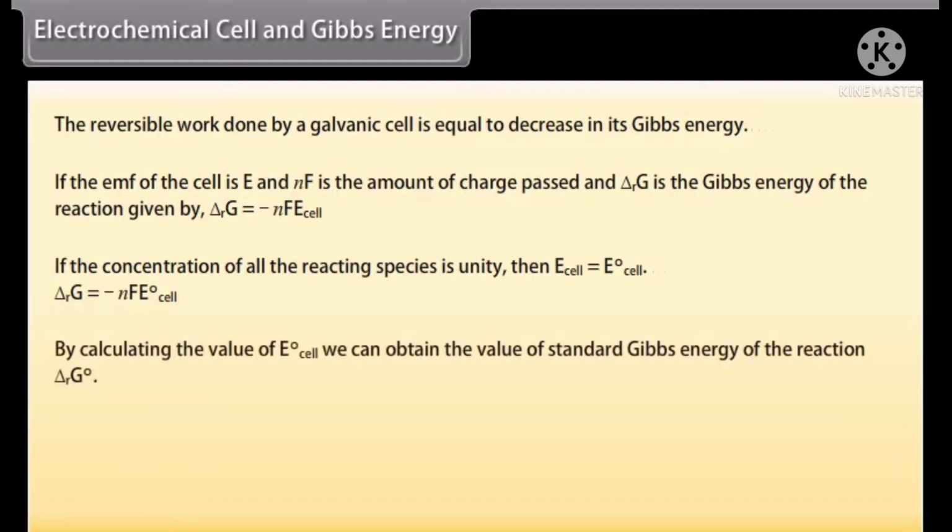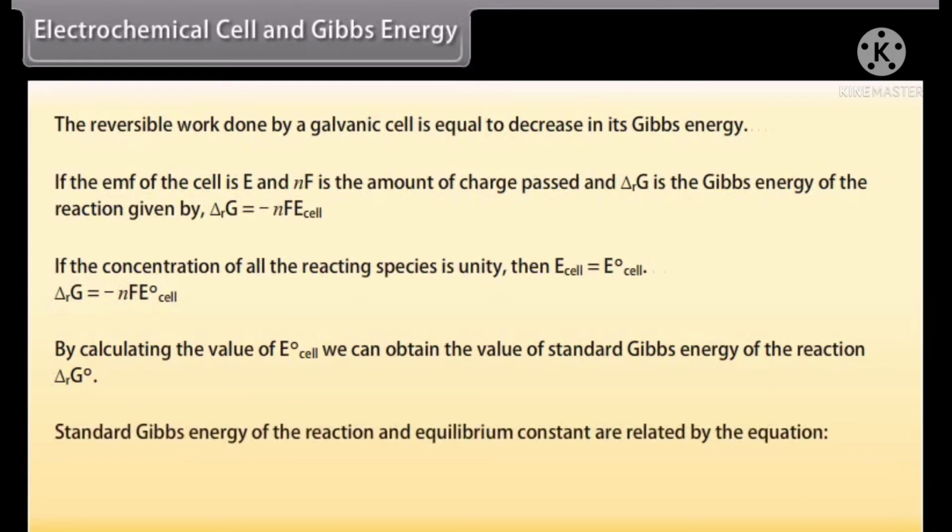By calculating the value of E0 cell, we can obtain the value of the standard Gibbs energy of the reaction, ΔrG0. The standard Gibbs energy of the reaction and the equilibrium constant are related by the equation ΔrG0 is equal to minus RT natural log K.